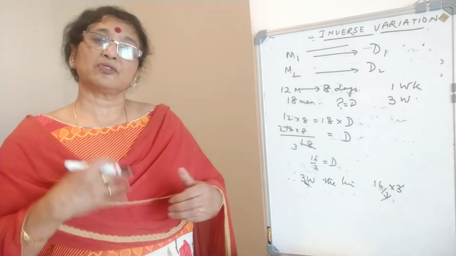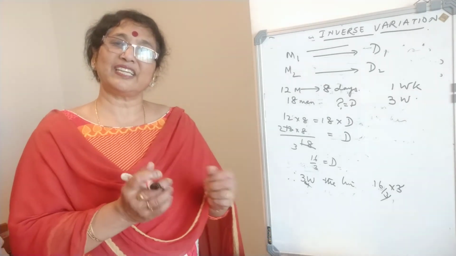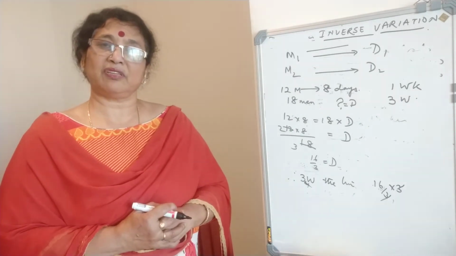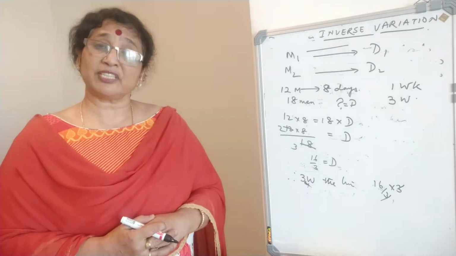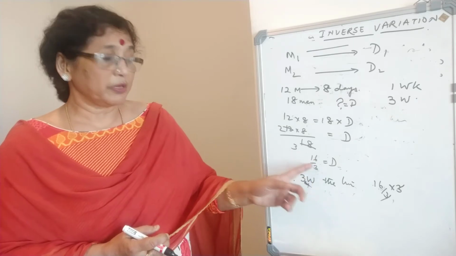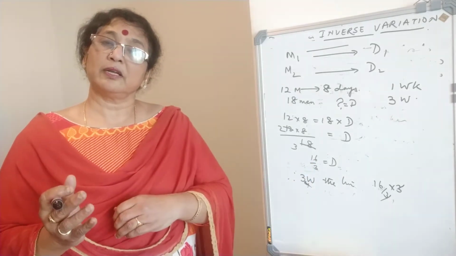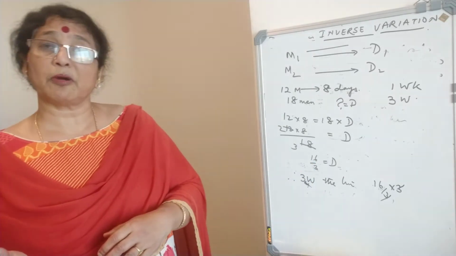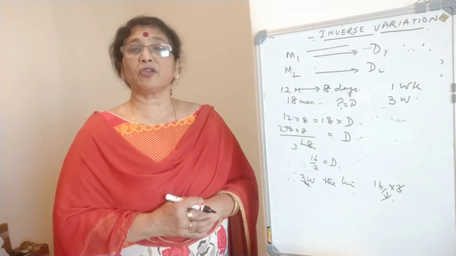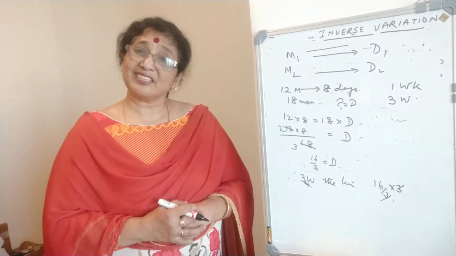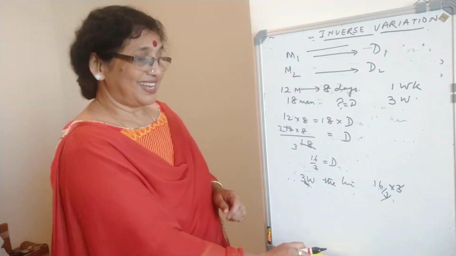Is it clear? So one work, suppose arranging 10 chairs, they take 16 by 3 days. But if you arrange 30 chairs, 3 times the work, so that will become 3 times this. Because days and amount of work are directly proportionate. Okay, the more work you are given, you take more time. The less work you are given, you take less time.